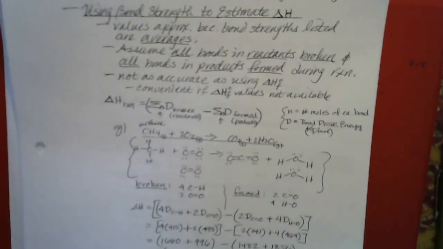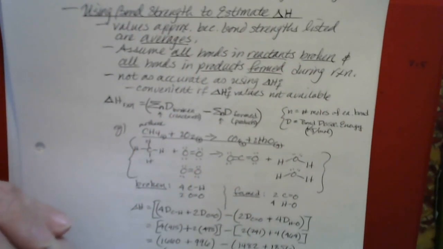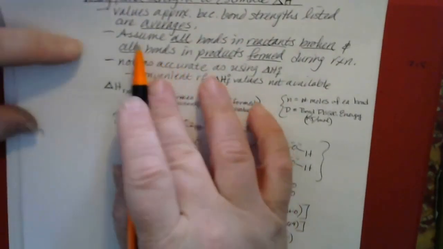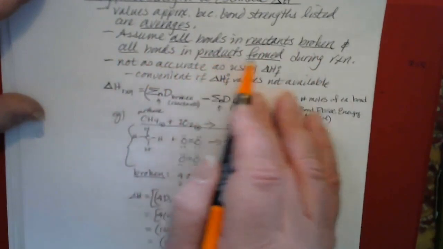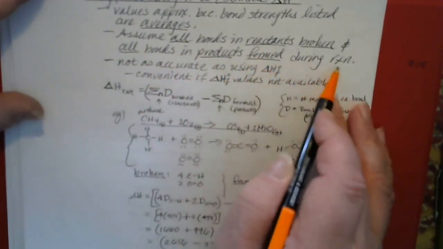Using bond strength to estimate enthalpy change for a reaction: as I mentioned, when finding enthalpy through bond dissociation energies, you generally only get a fairly approximate number because we're using average bond energies, and bond energies in specific cases may be a little higher or lower. And the way we do this is we assume that all of the bonds in the reactants are broken and all of the bonds in the products are formed during the reaction.